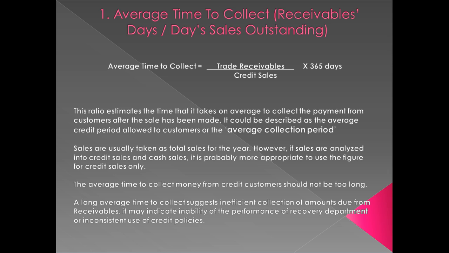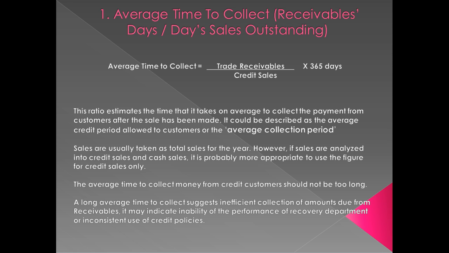Average time period to collect is equal to trade receivables over credit sales times 365 days. Now they can even be expressed in months or weeks as appropriate. Trade receivables should be the average value of receivables during the year. This is the average of receivables at the beginning of the year and receivables at the end of the year. However, the value for receivables at the end of the year is also commonly used. Sales are usually taken as total sales for the year.